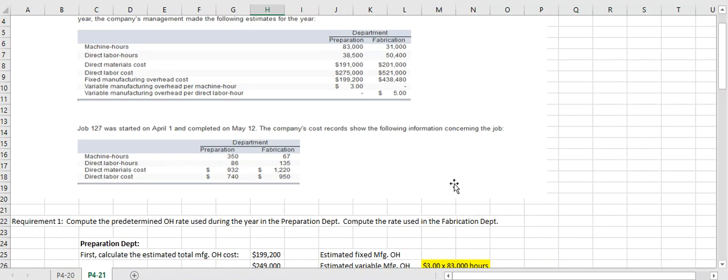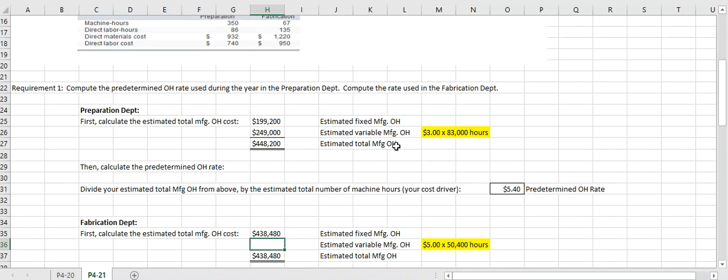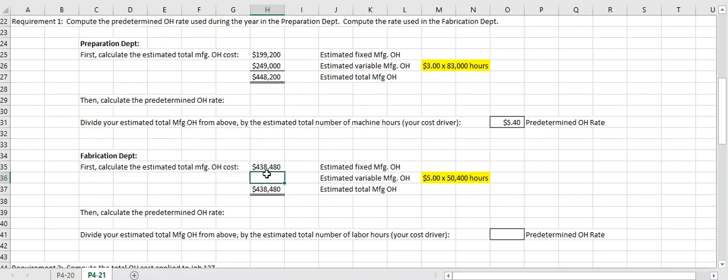Oh, sorry, 50,400 hours is our labor. So we're going to take the $5 an hour times the 50,400 hours, which gives us our total estimated variable manufacturing overhead, and a total overhead, both fixed and variable, of $690,480. And then here is the formula that I used to calculate that variable.